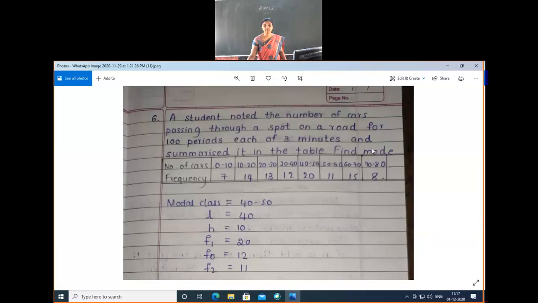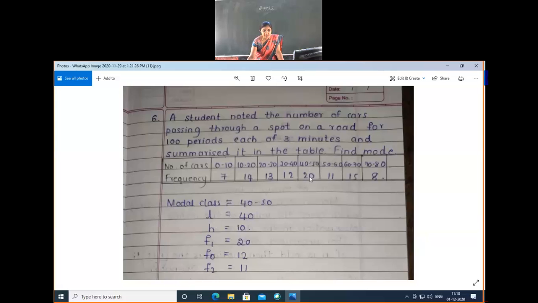A student noted the number of cars passing through a spot on a road for 100 periods, each of 3 minutes, and summarized it in the table. Find the mode. We have to find the mode here. The table has 0 to 10, 10 to 20, 20 to 30, 30 to 40, like that. Number of cars given. Frequency 7, 14, 13, 12, 20, 11, 15, 18.